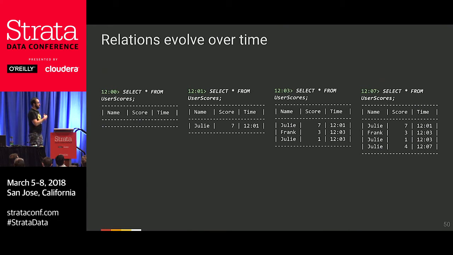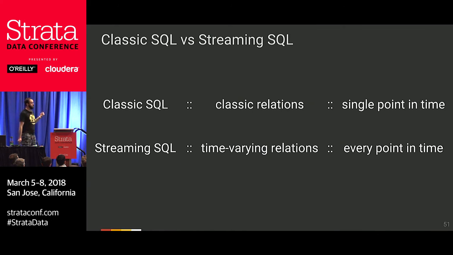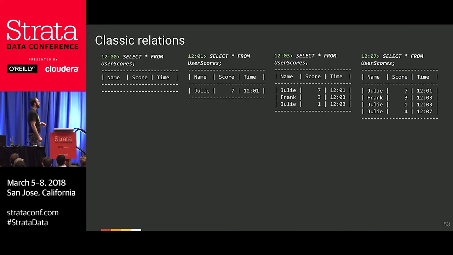And so even though these relations themselves capture a single point in time, really they evolve over time. And that's the key insight to how streaming relates to all of this, is that classic SQL deals in classic relations, which capture a single point in time, right? But for streaming SQL, what you really want is to deal with this thing called time-varying relations that captures every point in time for the relation. So what do I mean by this?